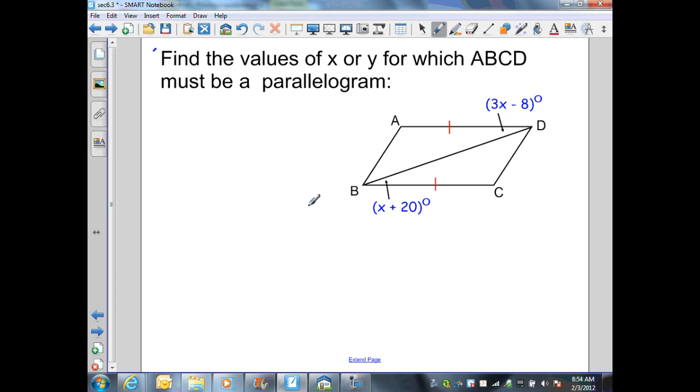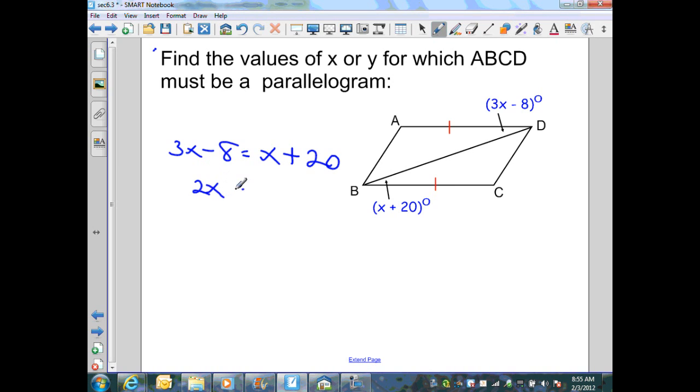To do that, I just set these two expressions equal and solve for the value of x. 3x minus 8 equals x plus 20. I'm going to subtract x on both sides, get 2x. Add 8 to both sides, I get 28. Divide by 2, and my value for x is 14.